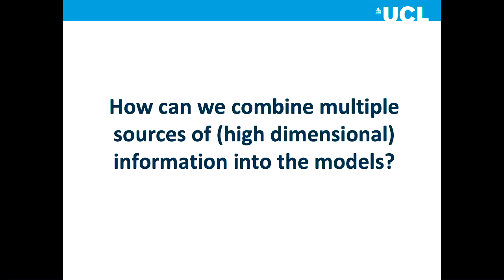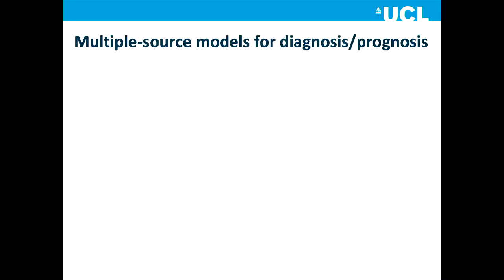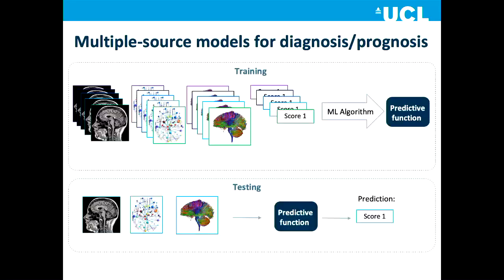And there are two ways that we can combine this information. One is to build multiple source models for diagnosis and prognosis. And just to give a bit of nomenclature explanation here, when I talk about multiple source models, this is more machine learning nomenclature; it could be multimodal models or data fusion models. So the idea here is that we integrate different data sets, different types of data, which can be imaging or non-imaging information, as input to the machine learning algorithm in order to do predictions.